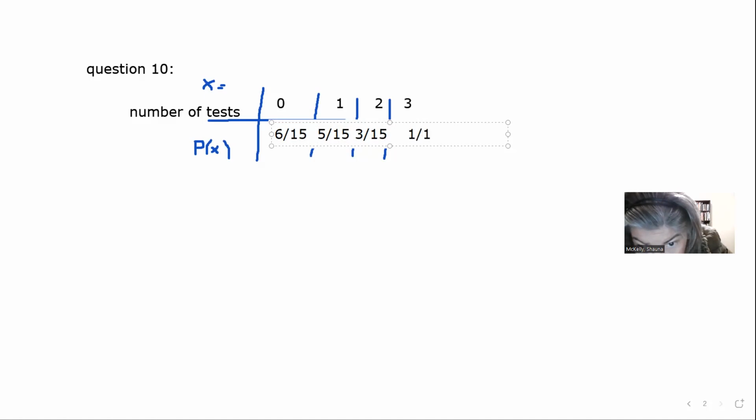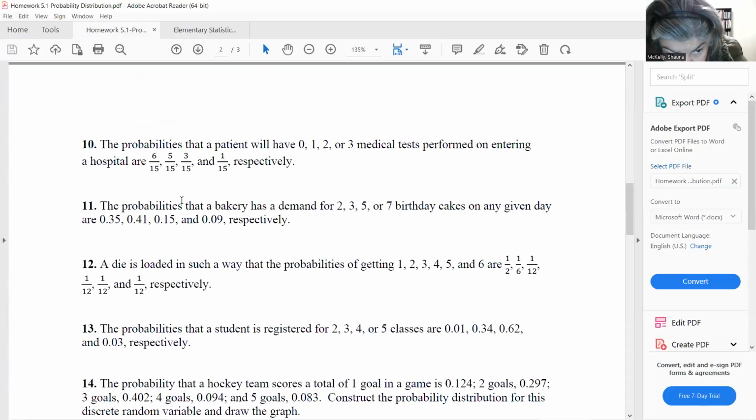And I think she left these unreduced, so you could see something. 6 plus 5 is 11. 11 plus 3 is 14. This adds up to 15 over 15, which makes this a true probability distribution. So what you've done here is construct a probability distribution to describe the situation that's given to you. And that's what you're going to be doing for the problems that follow. So I did number 10 for you.